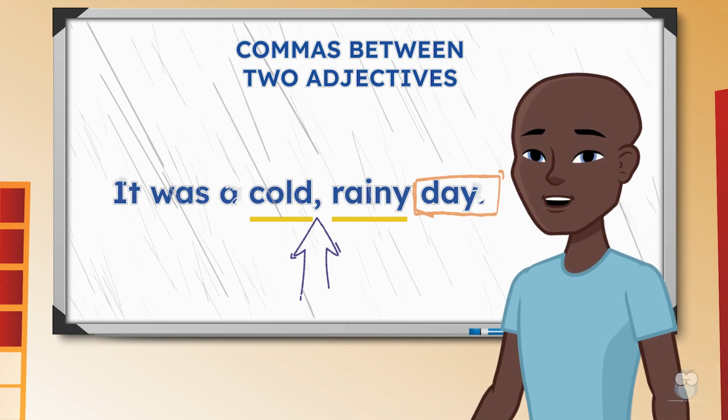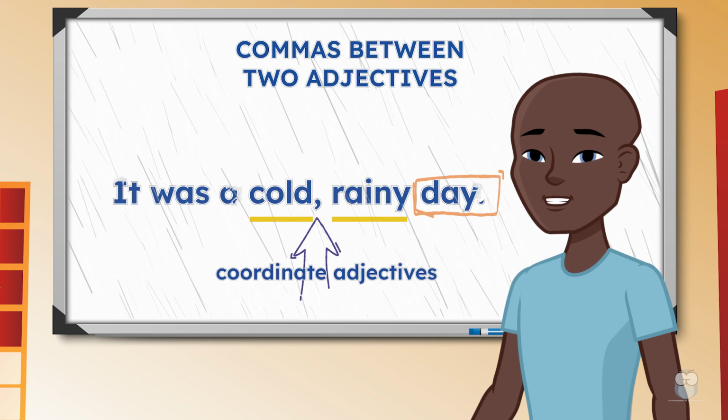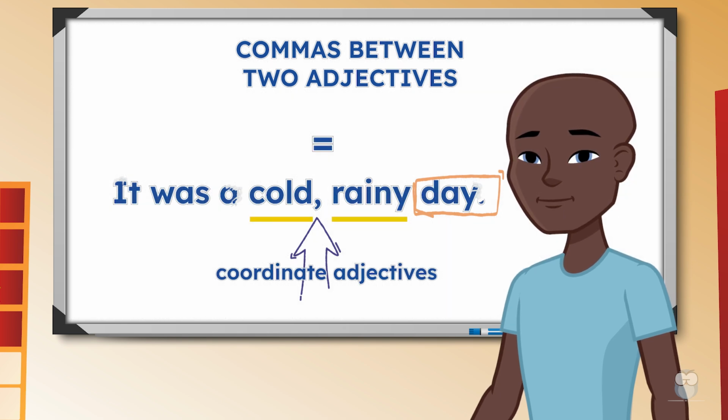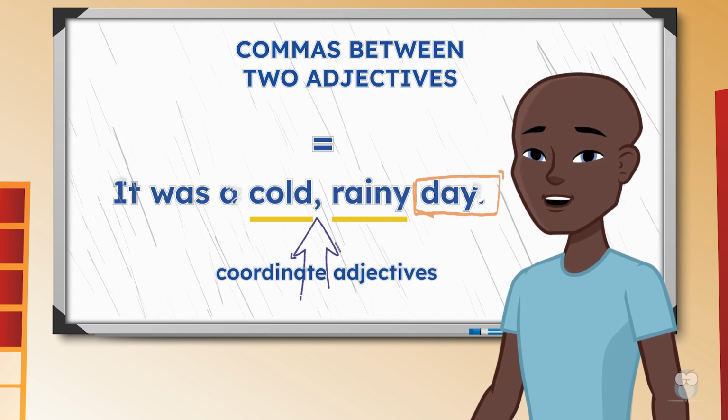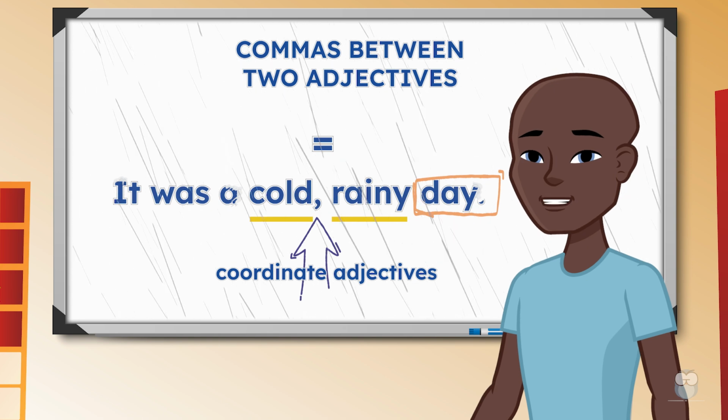Because these two adjectives are what we call coordinate adjectives. They are equal in how they describe. They both describe the noun day in the same way, and because they are equal, they can be switched around.